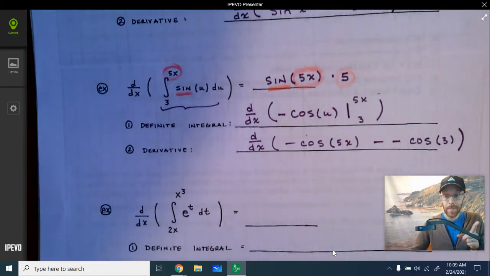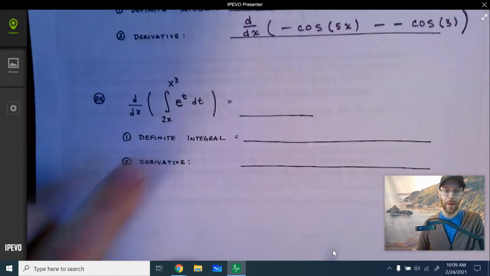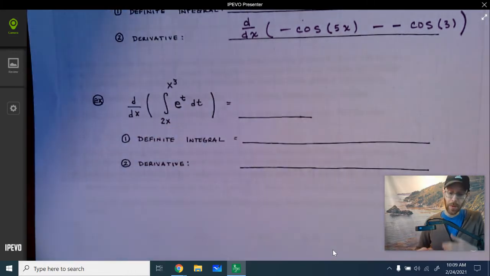Do you see a pattern? Do you see what's going to happen? If you do, think about what the answer to this one should be before we evaluate it.